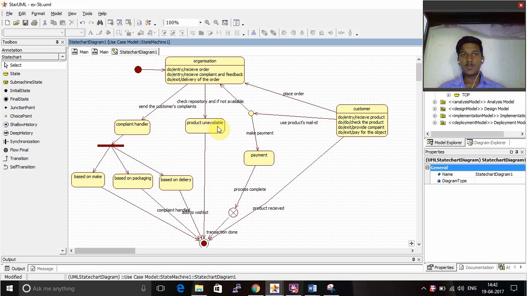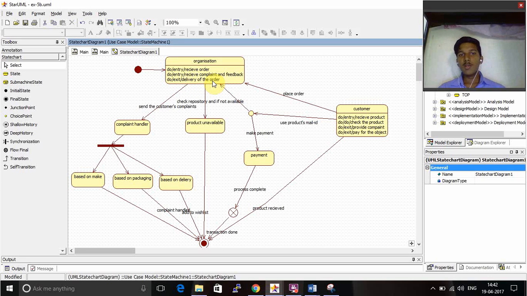Here is the complaint handler. If any complaints are given, the complaints will go here. And if the product is unavailable, the product availability check, the representative checks if it is not available. Do entry first in an organization: entry for receive order. Next, receive complaint and feedback. Do exit and delivery of the order.